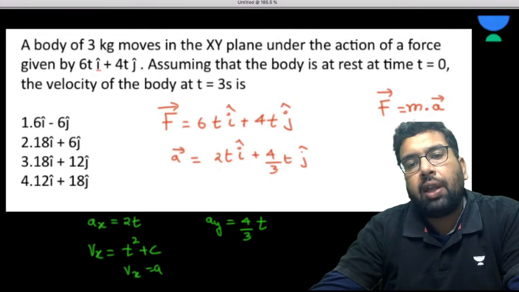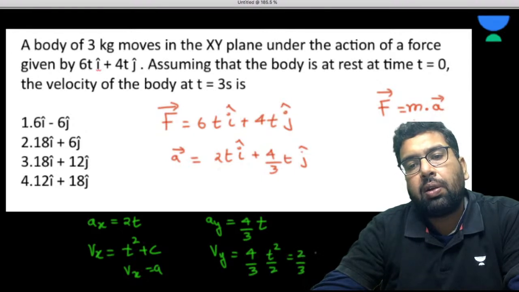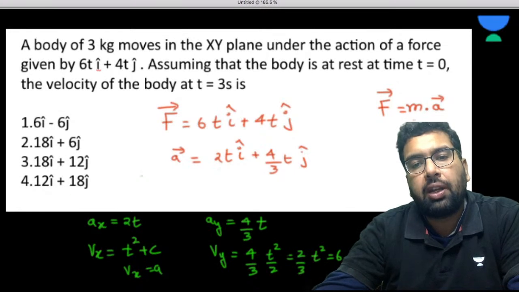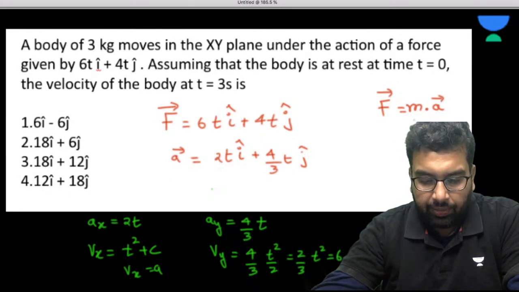And then Vy is going to be 4 by 3 t square by 2. So this will become 2 by 3 t square. And again you put 9, so this will become 6. So the answer must be 9i plus 6j. Right?